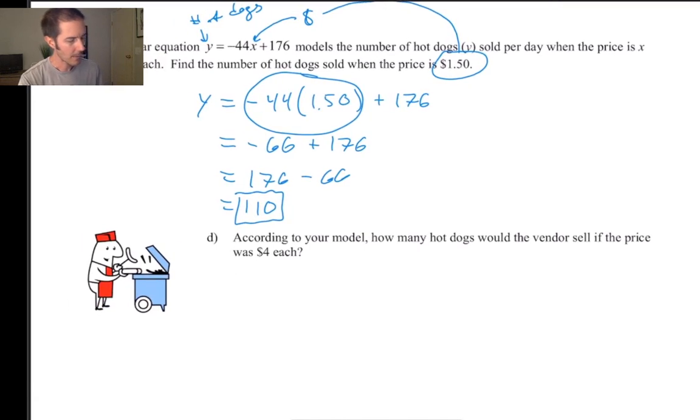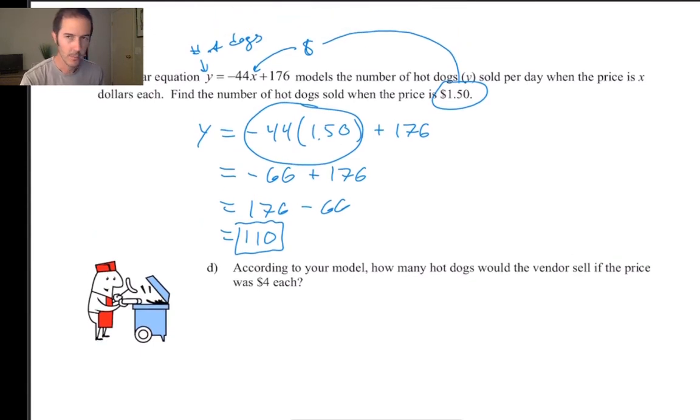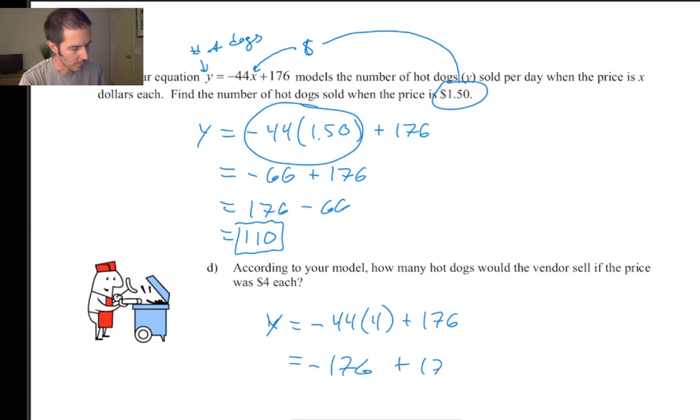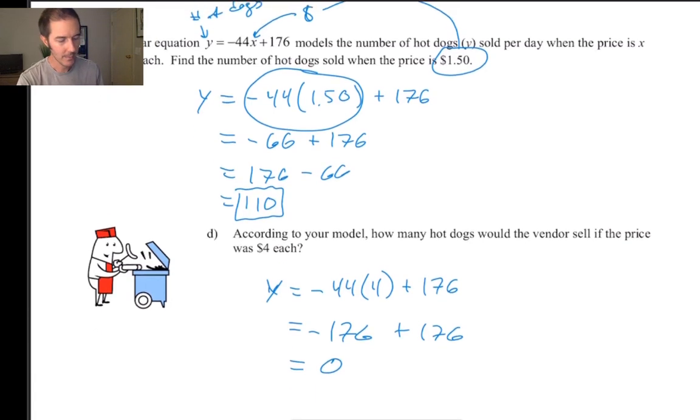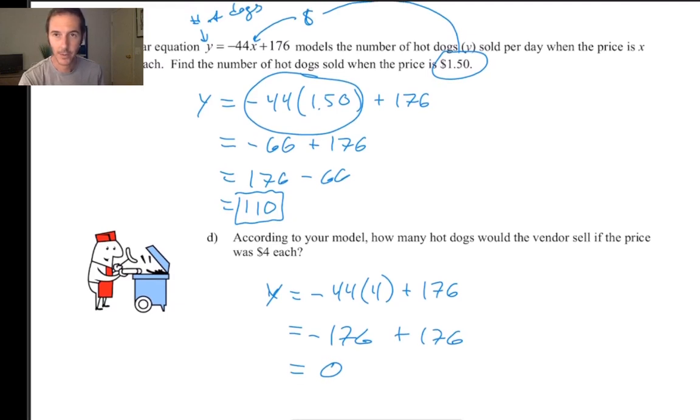According to your model, how many hot dogs would the vendor sell if the price was $4 per hot dog? We know how to figure that out. We take the number 4 and we plug it in for x. Y equals negative 44 times $4 per hot dog plus 176 equals... 44 times 4. How about 4 times 4 is 16, and 16 times 11 is 176, plus 176 equals 0. So if the hot dog vendor prices the dogs at $4 per hot dog, he or she isn't going to have a lot of heavy lifting to do because they're not going to sell any hot dogs.